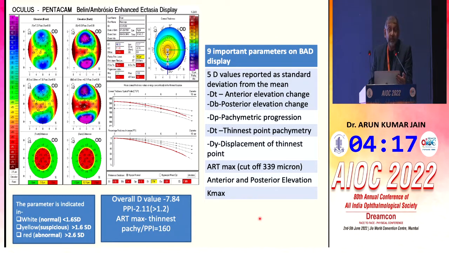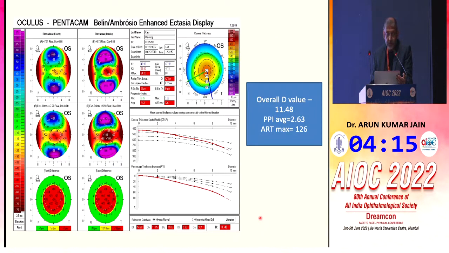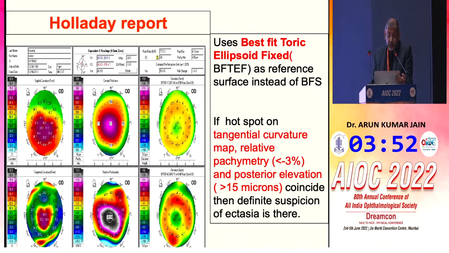These are the important things to be looked for in the Belin-Ambrosio map. In this case the overall D value is around 11.48, which is significant, and the pachymetric progression index is normally around 0.12, but here it's 0.64, and ARTmax is 1.26, which is less than the normal one. So this is an overt case of keratoconus.